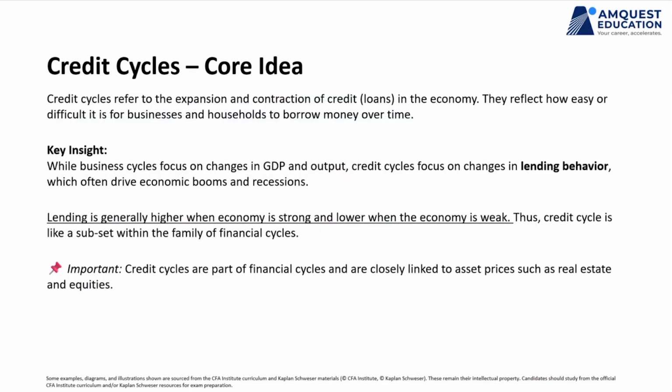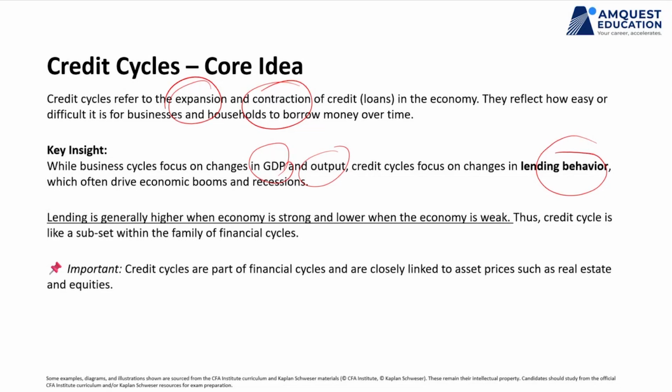Okay. Now, let's move on to the credit cycles. Credit cycle obviously refers to expansion and contraction of credit in the industry, right? So basically how easy it is to borrow money and invest money, correct? So here the key insight, if we look at how easy it is to borrow and lend money: business cycles focus more on GDP and output. If you look at lending behavior, they'll try to look at how much GDP, how much output is happening in the industry.